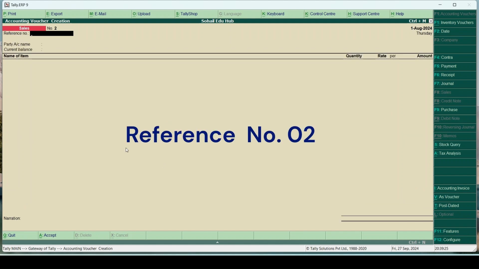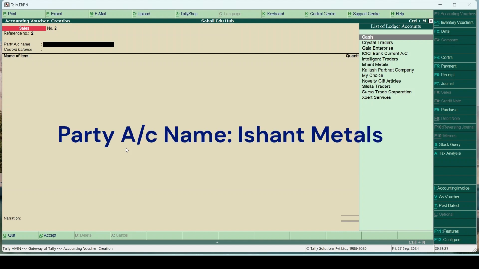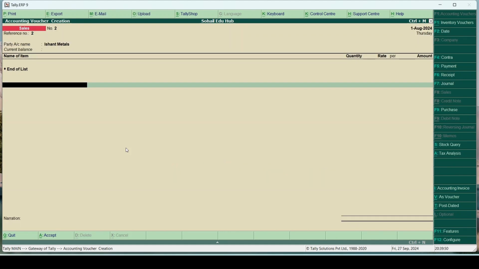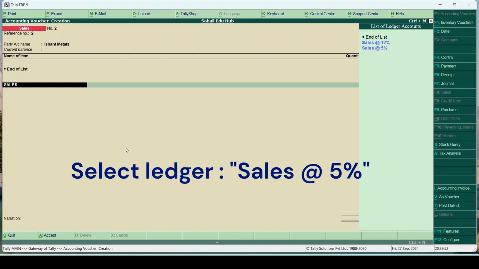In reference number, write 2. In party account name, write party name, which is Ishant Metals. On next screen, fill party details if required. Now, select sales at the rate 5% ledger.